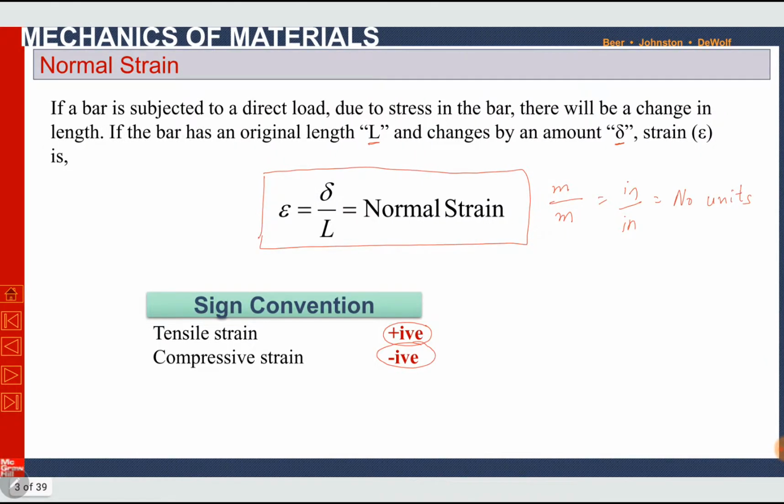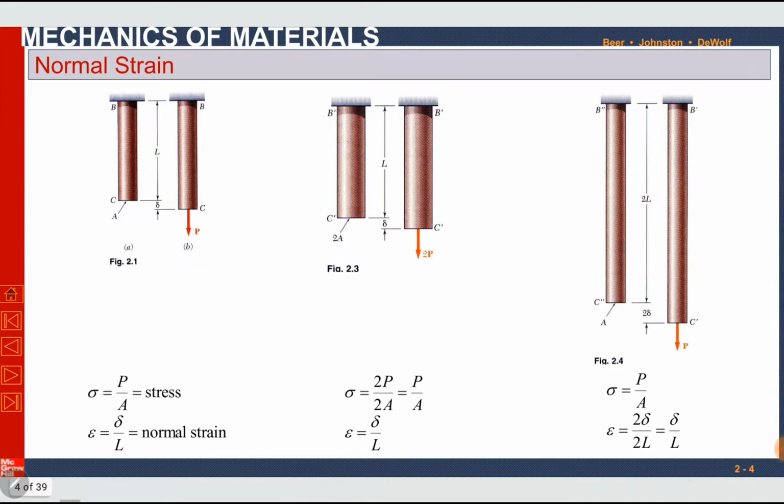Since we have established that strain is deformation per unit length, does it depend upon length? If we increase the length of a bar, will the strain increase or decrease? There is a confusion among some people. If we do not change the material and the stress is kept constant, there will be no change in the total strain even if we increase or decrease the length of the bar.